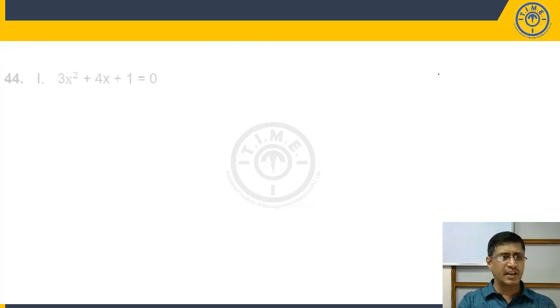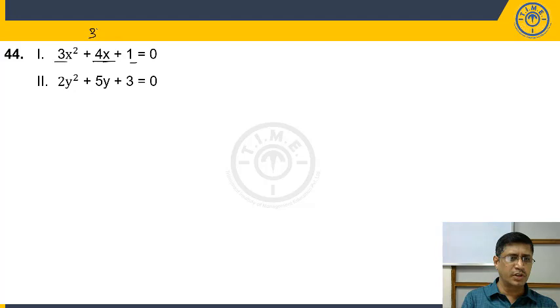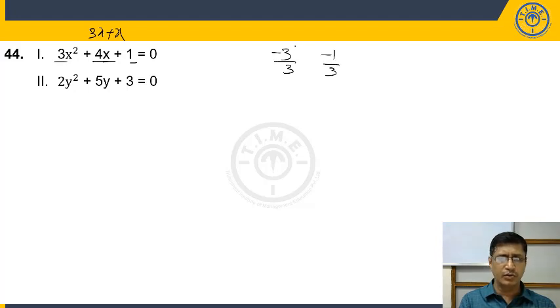Now look at the next example on your screen. 3x² + 4x + 1 = 0. Now what are the roots? The sum of the roots is 4x, the product is 3. Now what is the possibility? 3x plus x. So the roots are minus 1 by 3 and minus 1. So the values here are minus 1 and minus 1 by 3. These are the roots of the first quadratic equation.